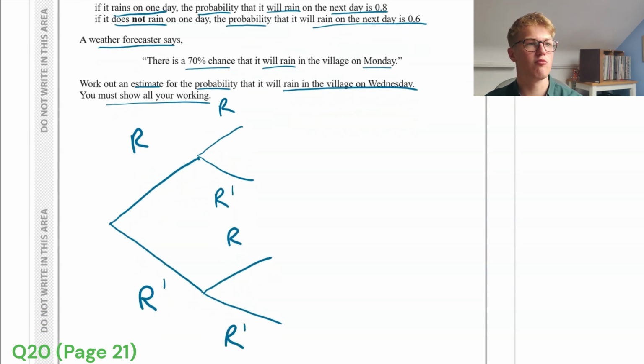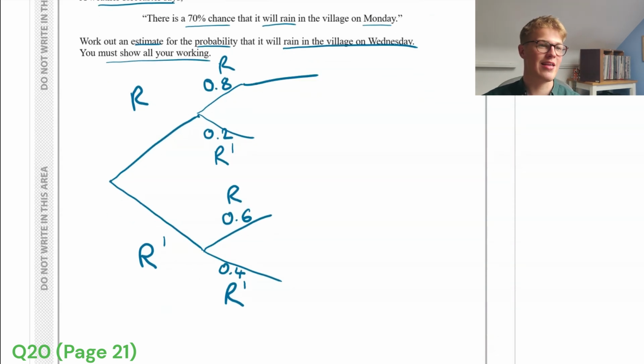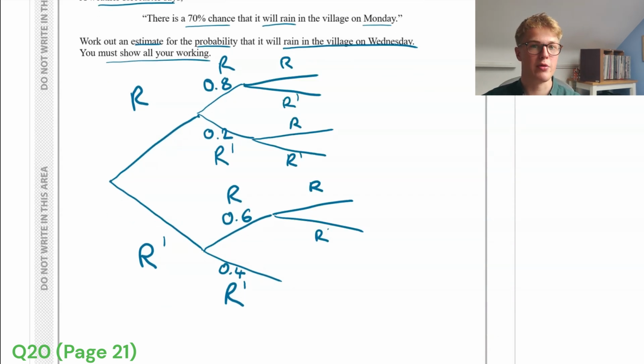days. We know that if it rains on the first day, the chances it will rain on the next day is 0.8, and therefore it's going to be 0.2 for it not raining, having had a day before where it did rain. So then we know that the probability it will rain after a day where it hasn't rained is 0.6, so therefore the chances of it not raining, having had a day where it hasn't rained, is 0.4, because we do 1 minus 0.6.